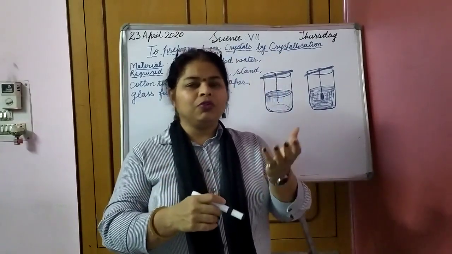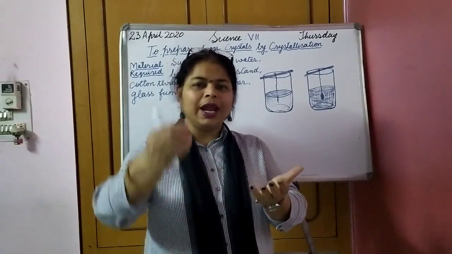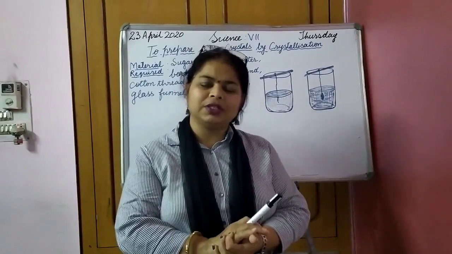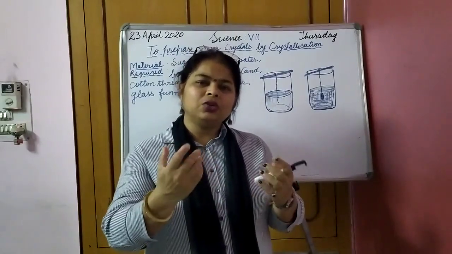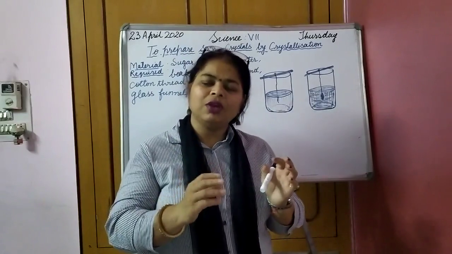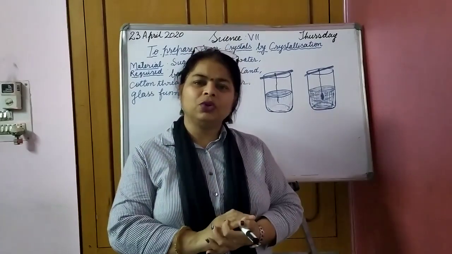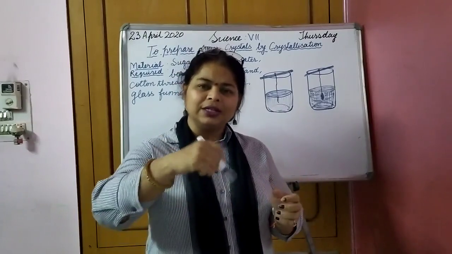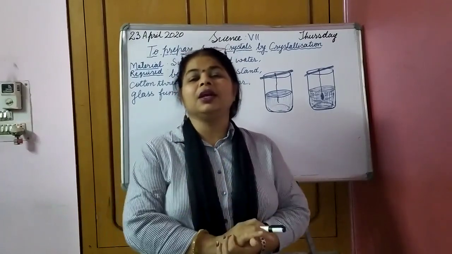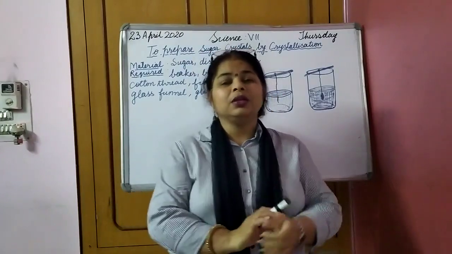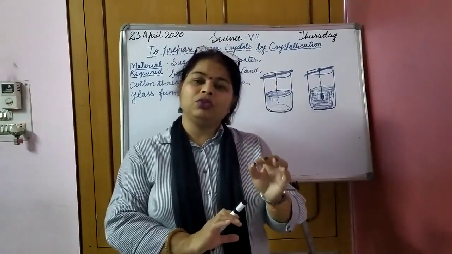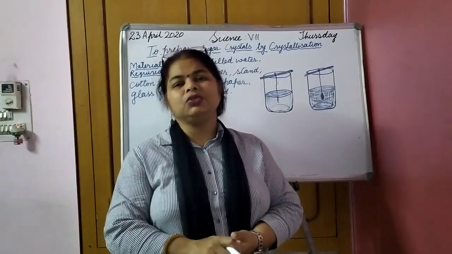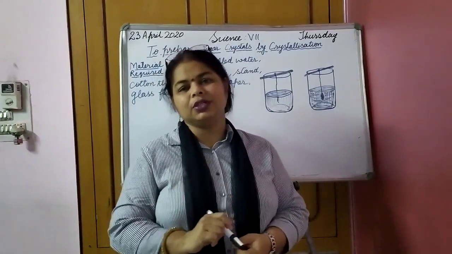So what will we do? We will take a beaker with 100 ml of water and put sugar in it, and with the help of a glass rod we are going to dissolve it, stir it. When this sugar is dissolved, we will put some more sugar in it. We are not going to heat or do anything, just adding sugar and stirring. A time will come when the water is not going to dissolve any more sugar. Then this solution will be called a saturated solution.